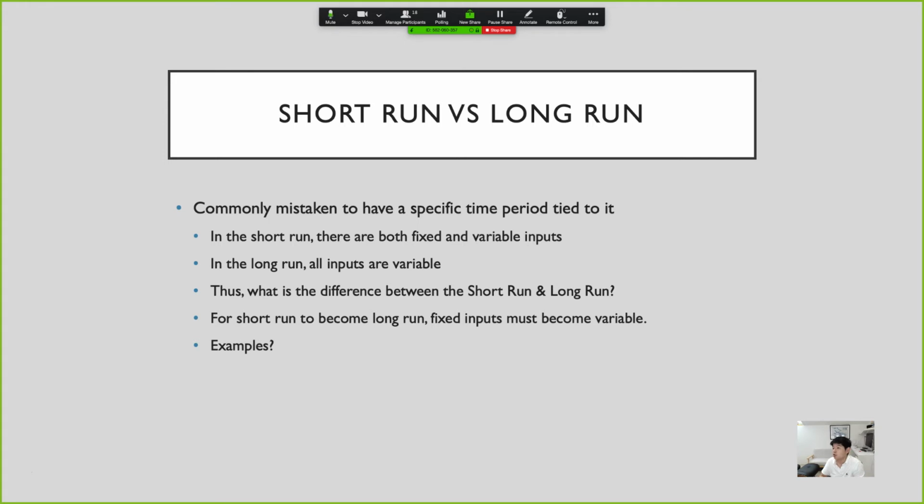My utilities bills is also a variable input. If I use more electricity, I pay more. I use less, I pay less. So that's also variable. But there is one thing that is fixed. The amount of space I have in the classroom is fixed.